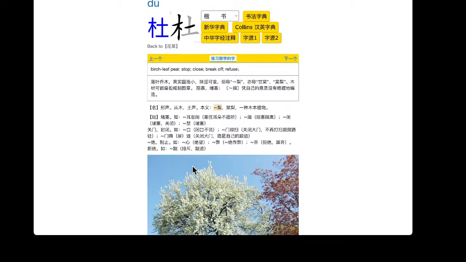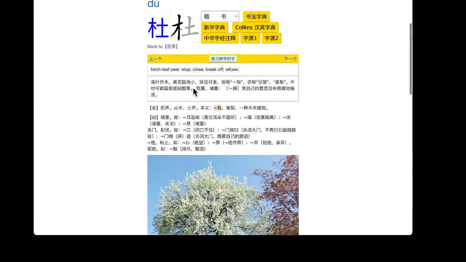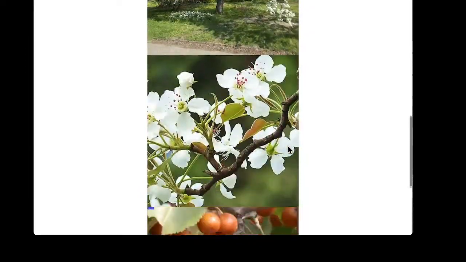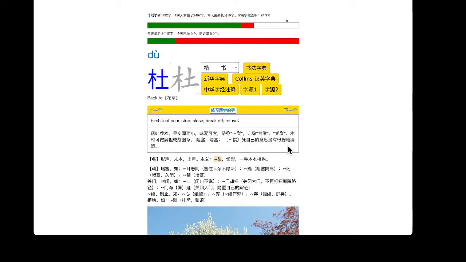Now the second meaning is stop or close, break off, refuse. Basically, it means stop, refuse, break off, close. That kind of meaning. So like 杜绝, 杜绝, that means completely stop.